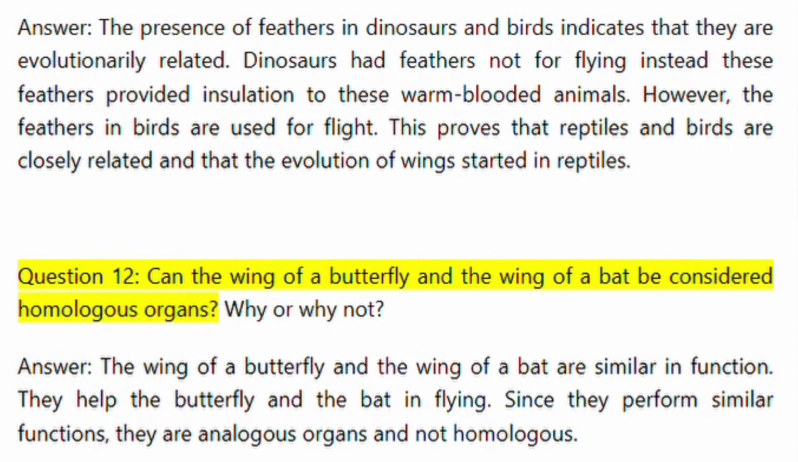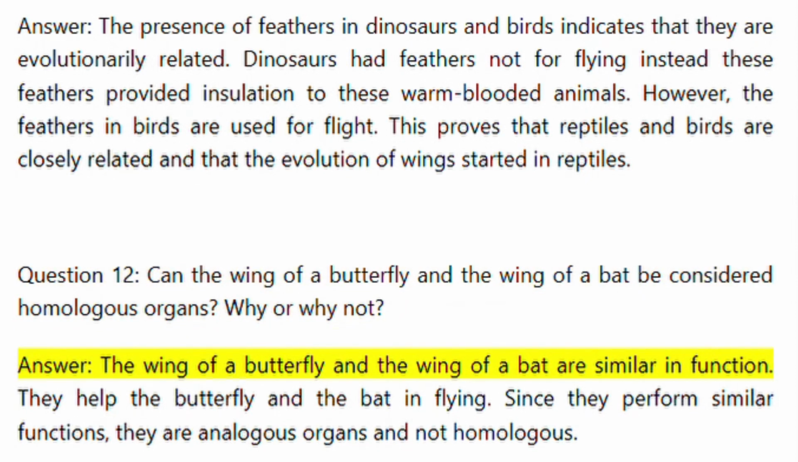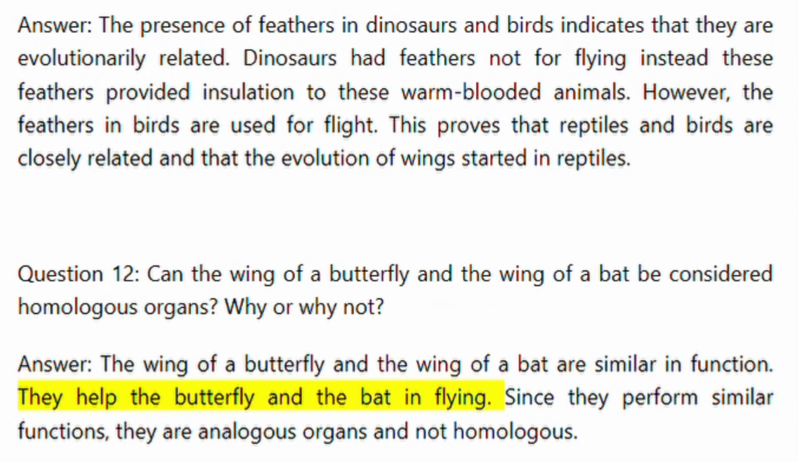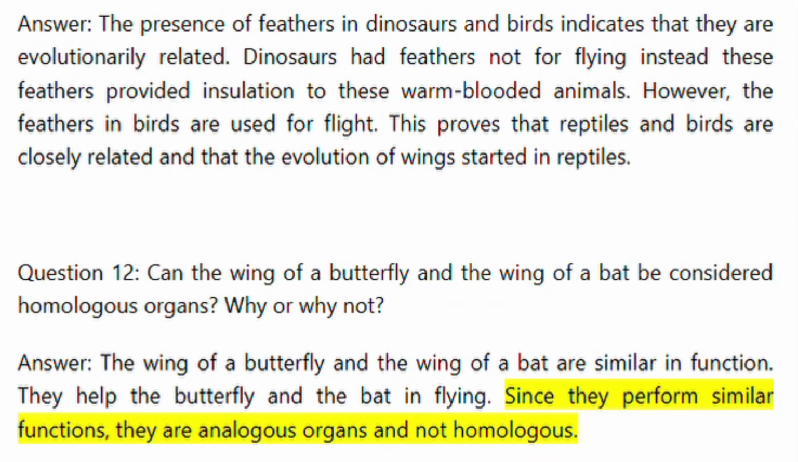Question 12. Can the wing of a butterfly and the wing of a bat be considered homologous organs? Why or why not? Answer. The wing of a butterfly and the wing of a bat are similar in function. They help the butterfly and the bat in flying. Since they perform similar functions, they are analogous organs and not homologous.